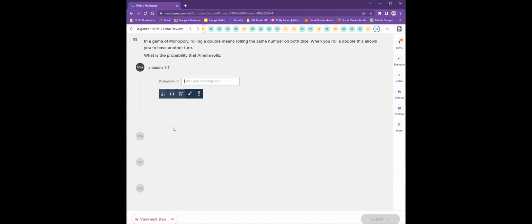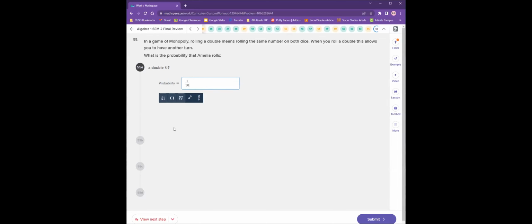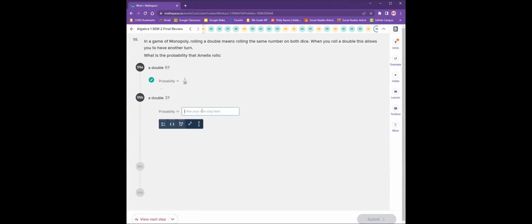The game of Monopoly, rolling a double. If you will assume, probably a double six. So there's six steps to the one out of six times one out of six equals 1 in 36. That is right. Double three is still 1 out of 36. Yep. I don't know what any double is.